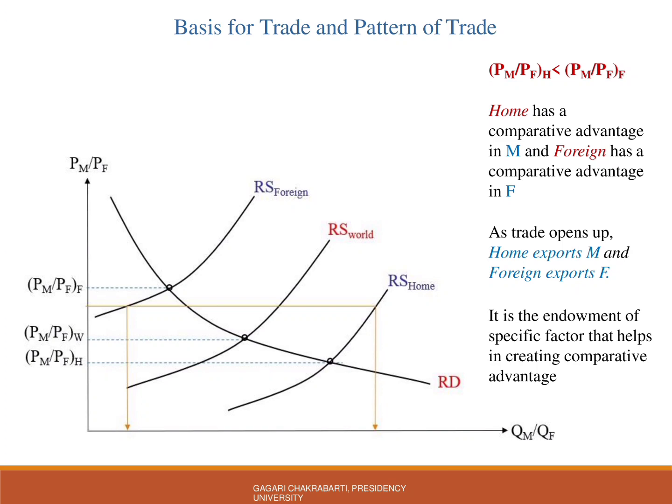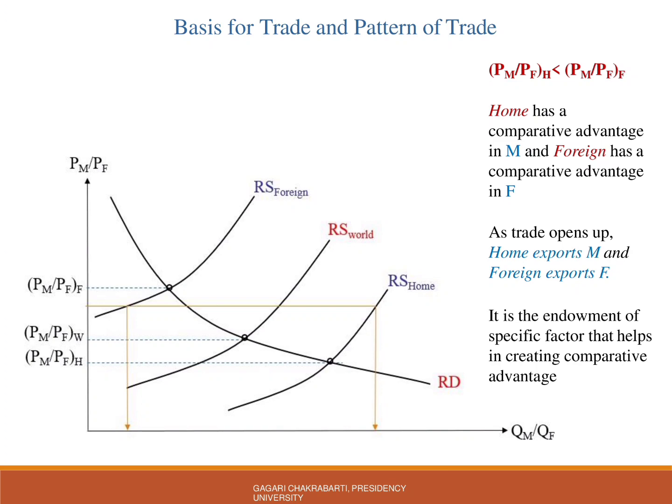So therefore, in the specific factor model, we get the very important results that we have discussed earlier. Factors specific to the export sector in each country will gain from trade, while factors specific to the import competing sector will lose. Mobile factors that can work in either sector may either gain or lose, so they will neither prefer nor oppose free trade policy or the tariff imposition.